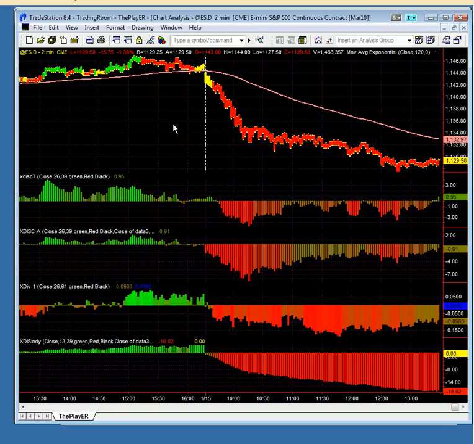First thing we're looking at here is a chart of the market. This is the Mini S&P 500 futures contract, front month in nature. Looking at the last print of 1129.50 on a pretty nice and impressively directional day, down day, I should say.